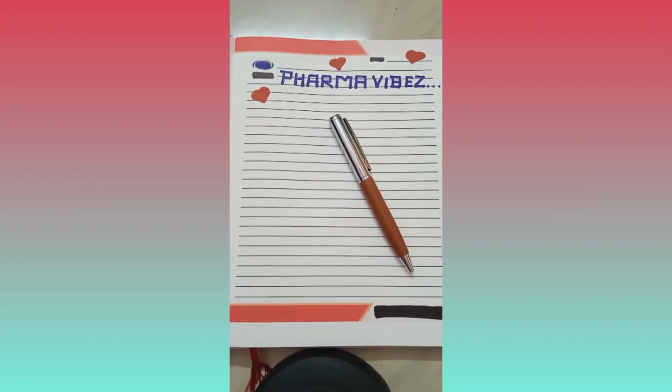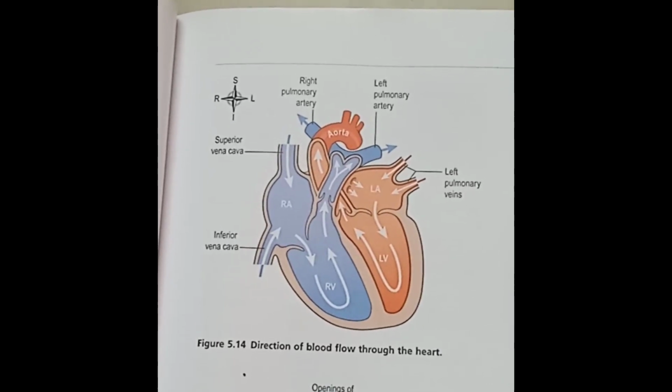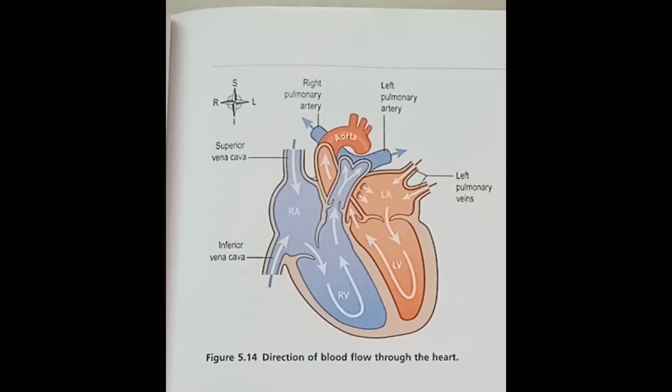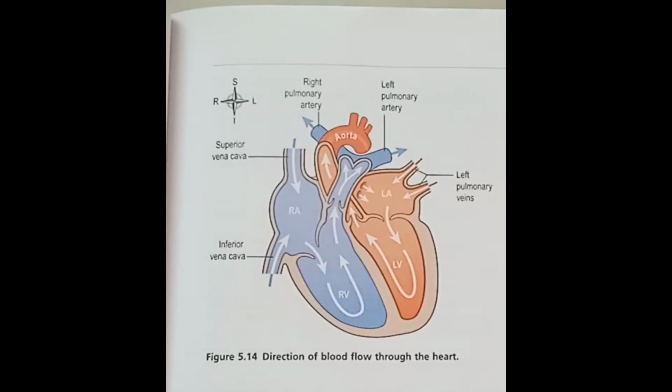Let's get started. Today our topic is flow of blood through the heart. But before the topic, we will go with the anatomy of the heart. I am telling the very smallest part which is related only to the flow of blood. So I am not going with the entire part.